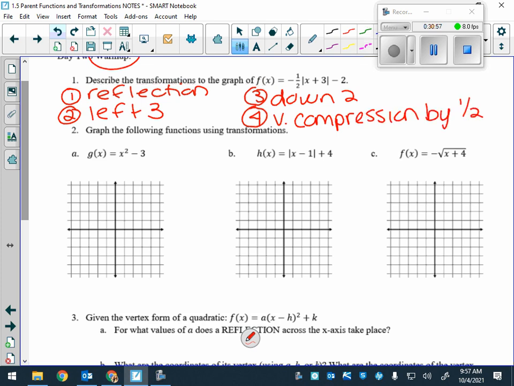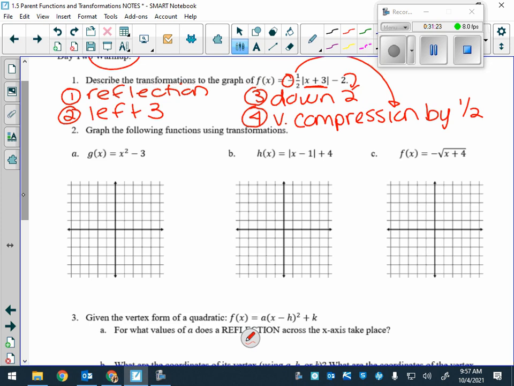Okay. So, this function, the negative meant a reflection. Left 3. X plus 3, it's the opposite of what you see, so it's left. Down 2. And the compression, because it's a 1/2. It's a fraction. How many of you did get that right for number 1?